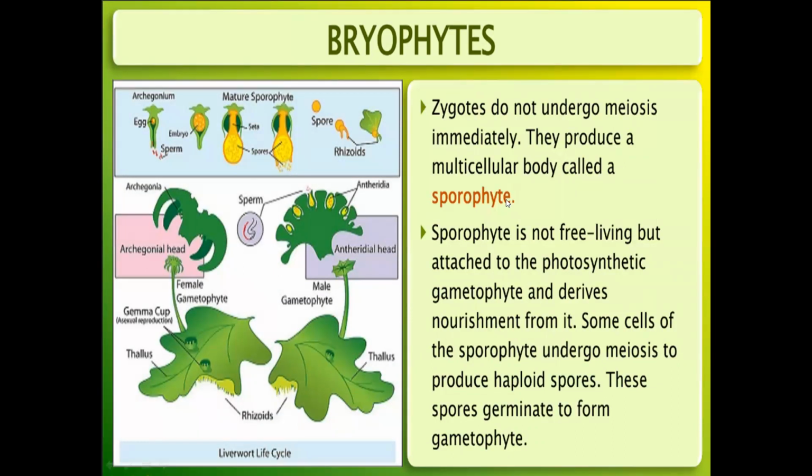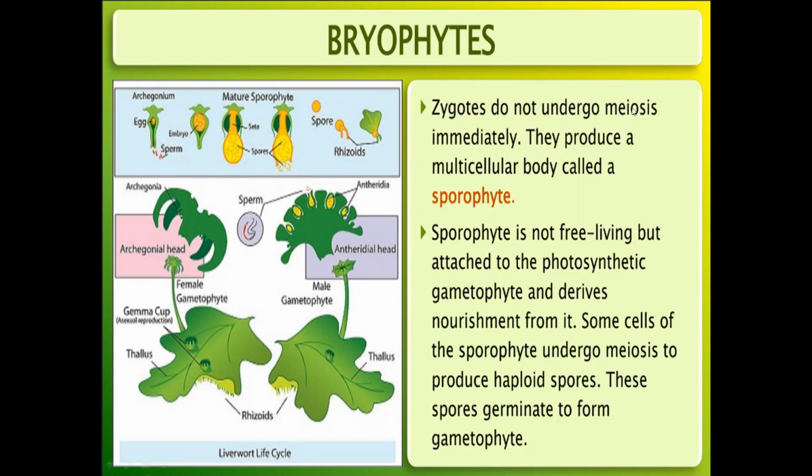What was the first body? They produce gametes, so they are called gametophyte. The first male body produces gametes. It is called gametophyte. The gametophyte, what will they produce? Gametes. What happens with the gametes? They usually fuse, and they form zygote.